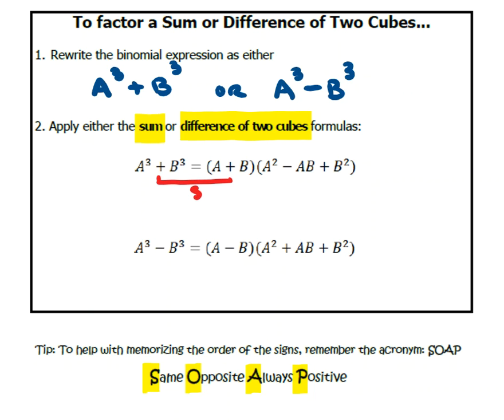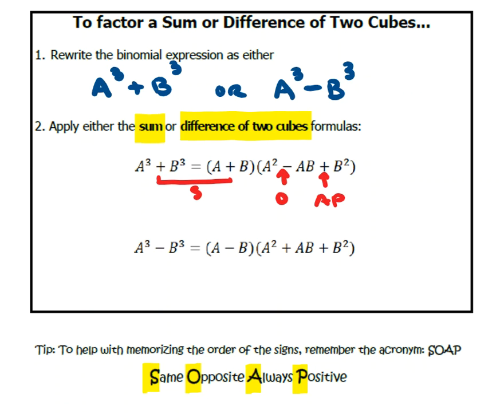Now looking at the second set of parentheses, the first sign that you see in there is a minus sign, which happens to be the opposite of what's separating a cubed and b cubed on the left-hand side. The last sign, or the second sign in the second set of parentheses, is a plus sign. And as the AP indicates for us, that's always going to be positive. So that's always going to be a plus sign.